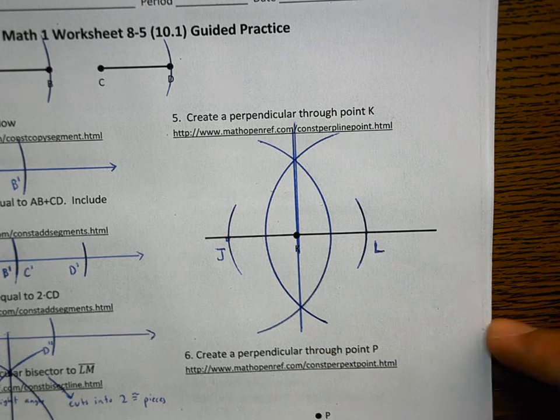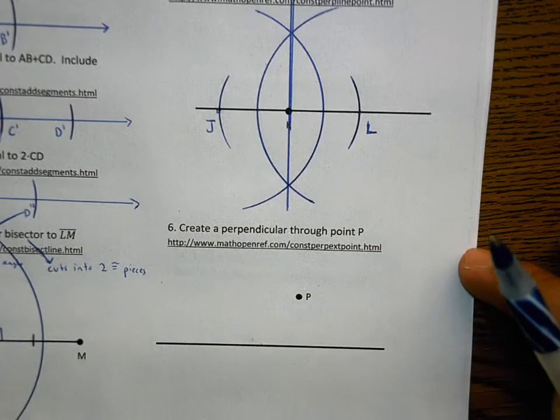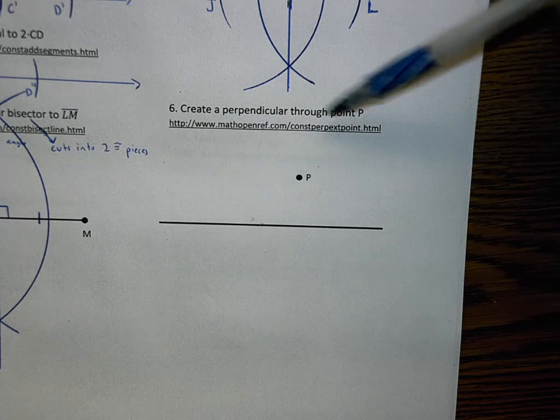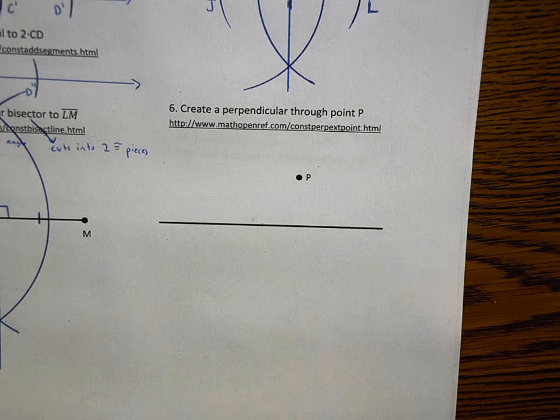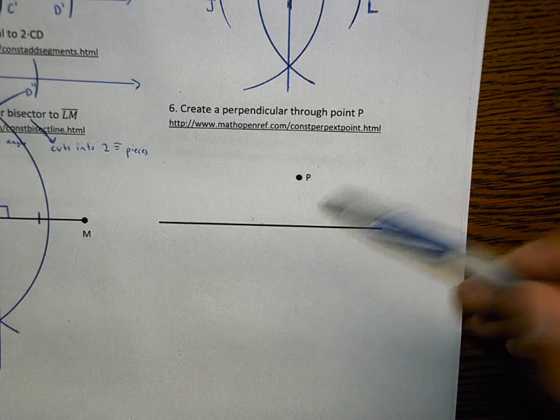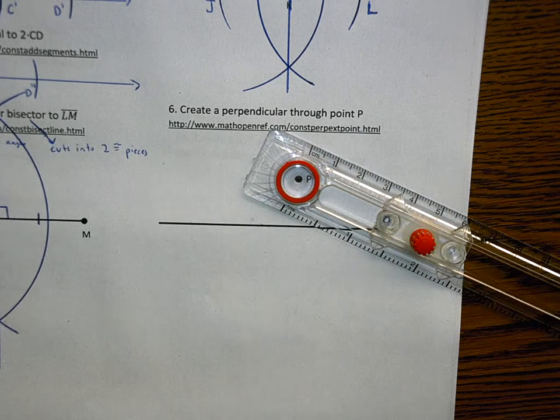Now we go to the third one. Number 6. Create a perpendicular through point P. What if it's not on the line? Well, we are going to have to create 2 equidistant points on the line. How are we going to do that? The very first thing. Point P is right here. Guess where your bullseye is going to go? On point P. Almost every single time, whatever point's given to you, that's where the bullseye goes.